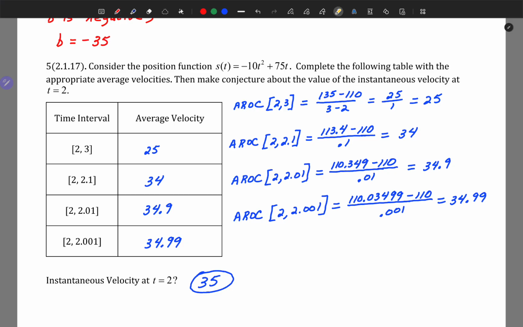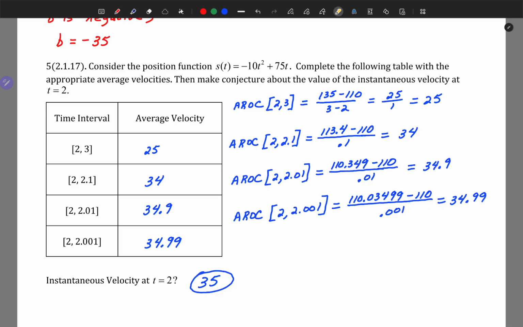My change in the numerator was 3.4 units over the change in the denominator of 0.1. That gave me an average rate of change of 34. Now, there is a pattern here. I know that this went up plus 9. Notice this one's going to go up plus 0.9. The one after that is going to go up 0.09, I should have said. And then the one after that would go up 0.009.